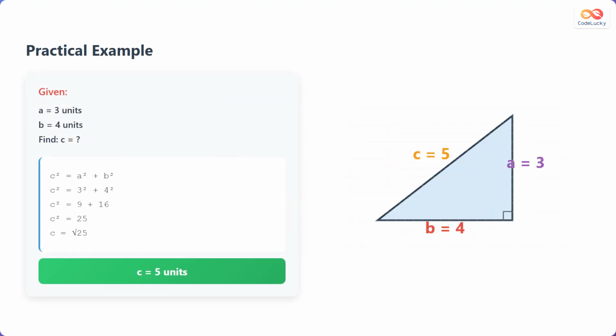Let's apply the Pythagorean theorem to a practical example. Suppose we have a right triangle where side A is 3 units and side B is 4 units. We want to find the length of side C, the hypotenuse. Using the Pythagorean theorem, we have c squared equals a squared plus b squared. Substituting the given values, we get c squared equals 3 squared plus 4 squared, which simplifies to c squared equals 9 plus 16. This gives us c squared equals 25. Taking the square root of both sides, we find that c equals the square root of 25. Therefore, c equals 5 units.